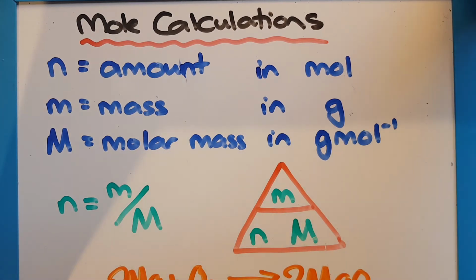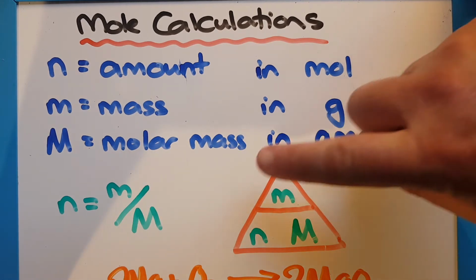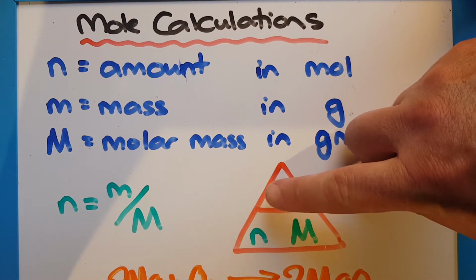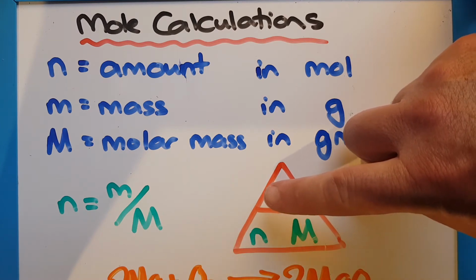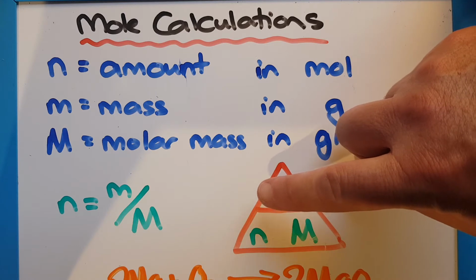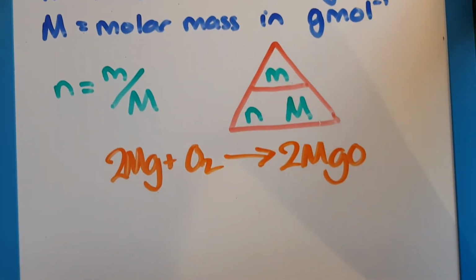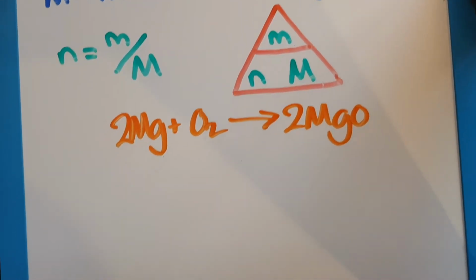If I want mass, which you'll find in the worked example we're about to do, then I cover the little m, and it has n next to big M. Algebraically, that means multiply them together. So if I want to find the mass, I'm going to multiply n by molar mass, the amount by the molar mass. So let's say we've got this question here, or this equation here, sorry.